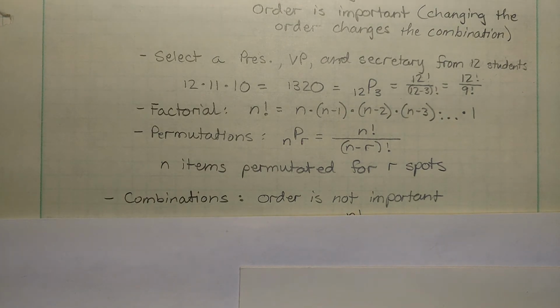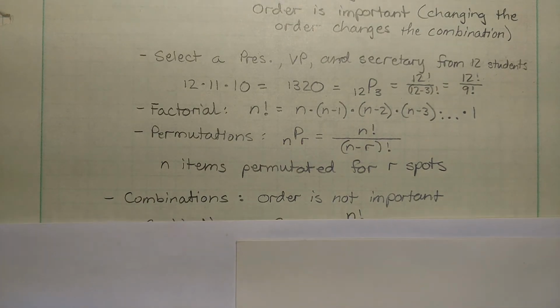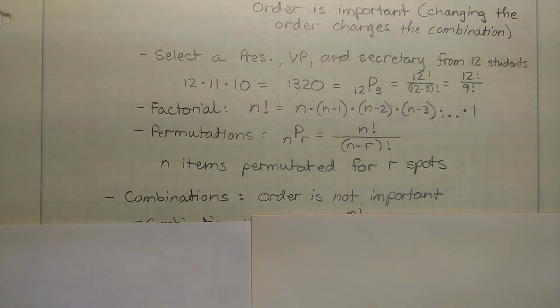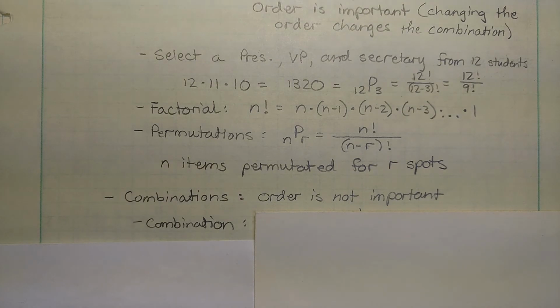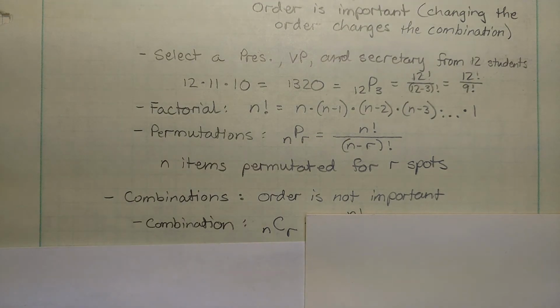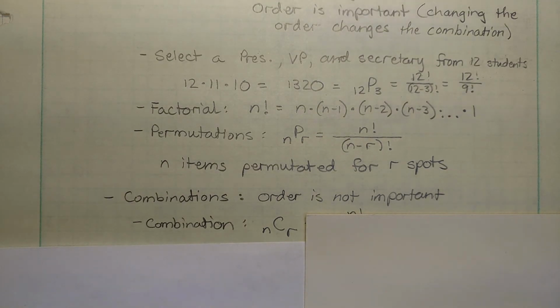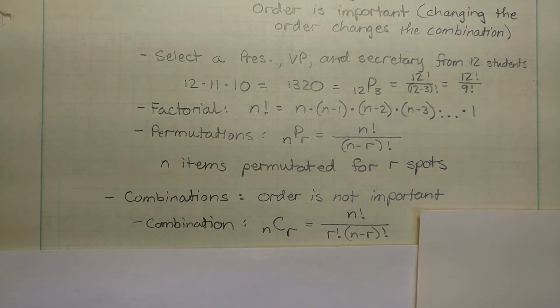So this is things like if we pick a 3-person committee. Whereas a committee, it doesn't matter what order the people are in, they're just on a committee. So combination uses the following formula. We use this notation, the number of people combined for r different spots. And this is our formula, n factorial over r factorial times n minus r factorial.